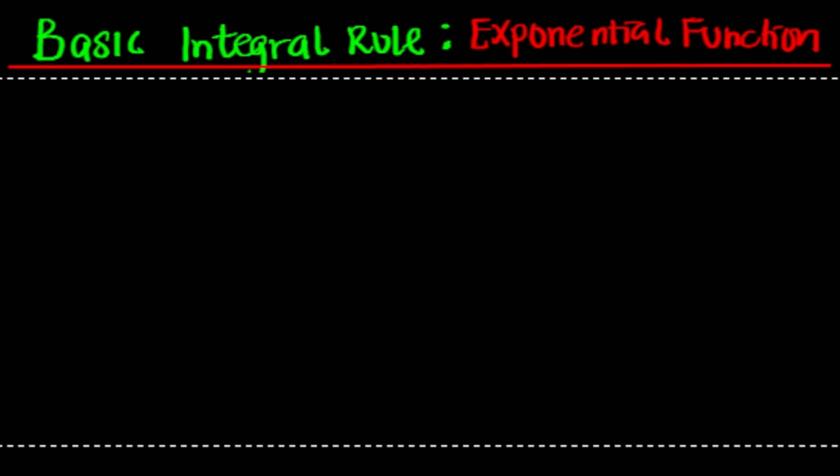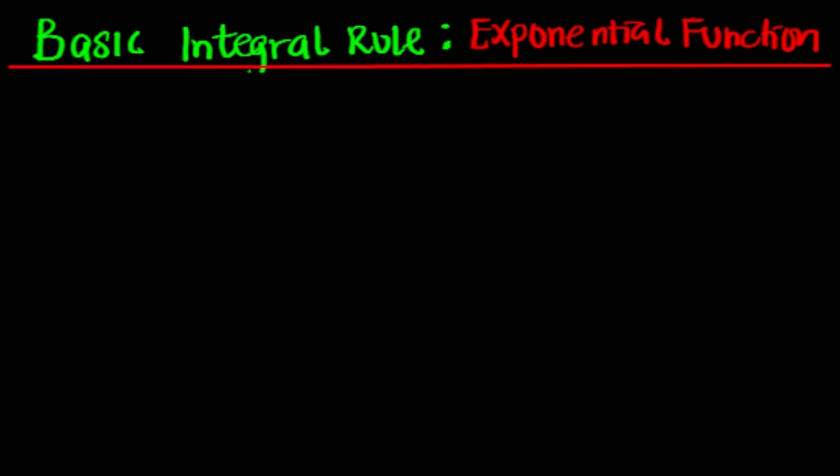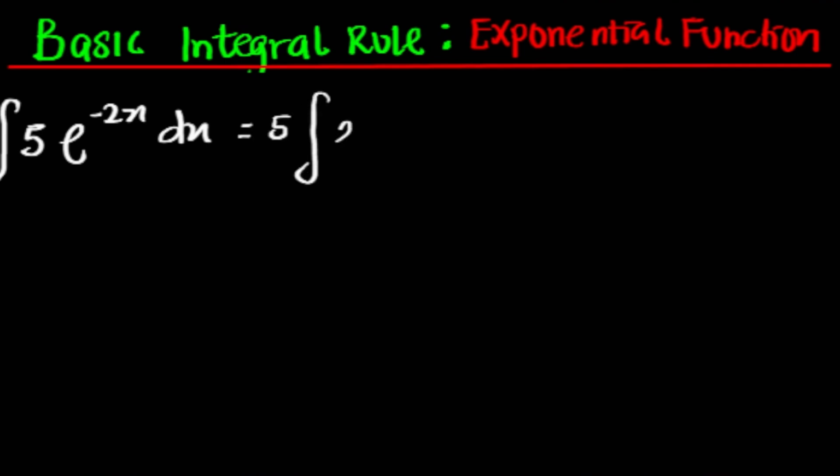So the next question that we're going to have here is when you are asked to integrate, you are given the integral of 5 exponential minus 2x dx. It's very important. You just have to bring out the 5. That's the first thing. If you apply the constant multiple rule, you bring out the 5, and the integral of exponential minus 2x, you're going to have the dx in this case, right?